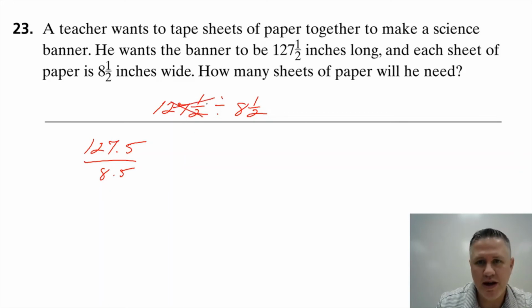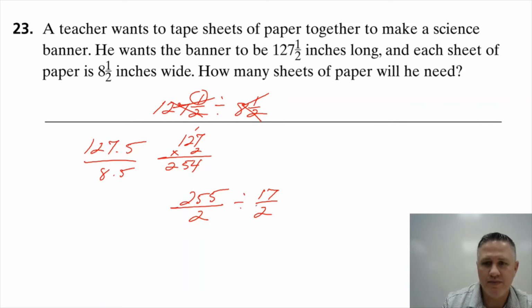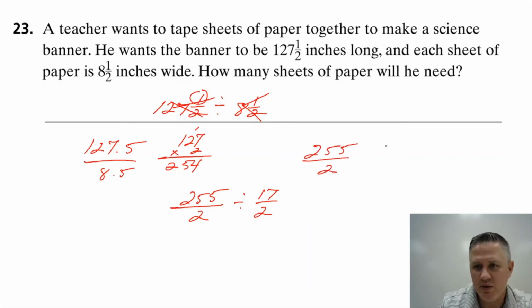So I'm going to multiply and add. So 127 times 2, let's do it. 127 times 2 is 254. I get 254 plus 1, right? So I get 255 halves. Now I got to make this into an improper fraction. And I get 17 over 2, right? But this is division. So when I divide, remember, the same thing as dividing by a fraction is multiplying by the reciprocal. So 255 over 2, we're going to flip it, and we're going to change it to multiplying.